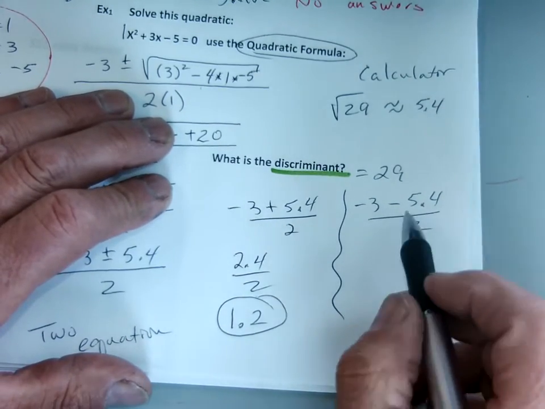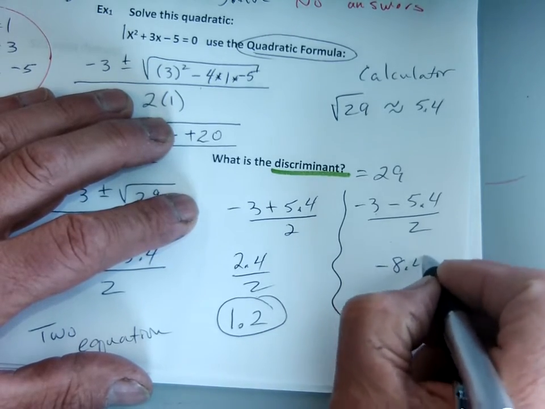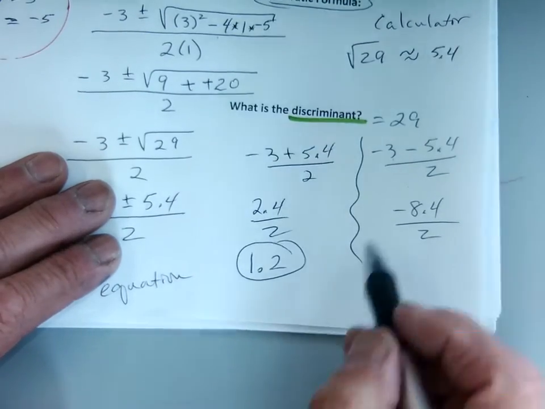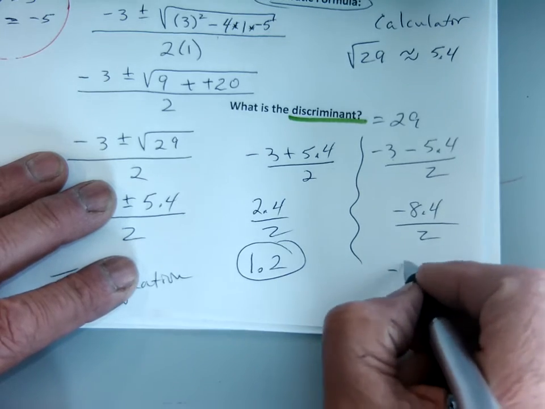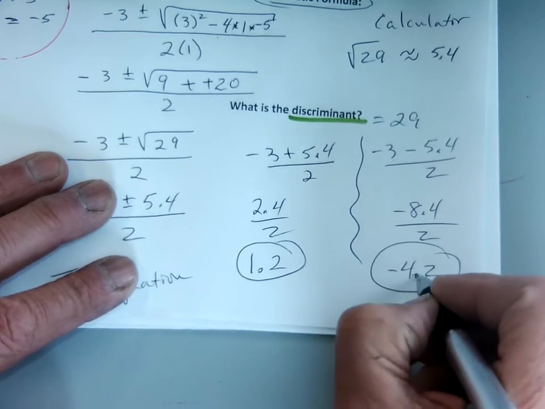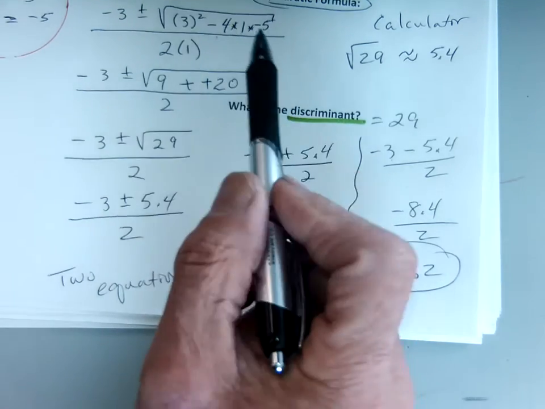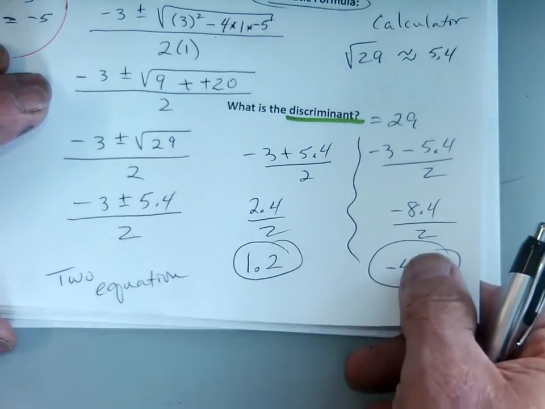Okay, the other answer. Negative 3 minus 5.4 is a negative 8.4 divided by 2. I can then divide that and I get a 4.2, so I get a negative 4.2. These are my two answers. So there's no fancy math. You just plug the numbers in and chug out the answer. I call it plug and chug. All right, let's turn the page and do this again, okay?